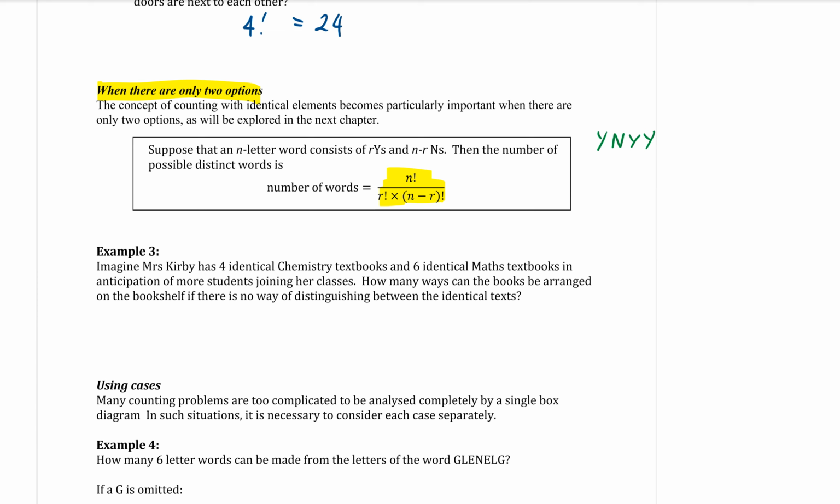Sorry, Isaac, yes? Are the books separate, so all the chemistry books together and all the maths books together? No, it doesn't say that. It just says how many ways can I arrange these books on the shelf. They don't have to stay in groups. No, but we've got 10 books, so there's 10 factorial.